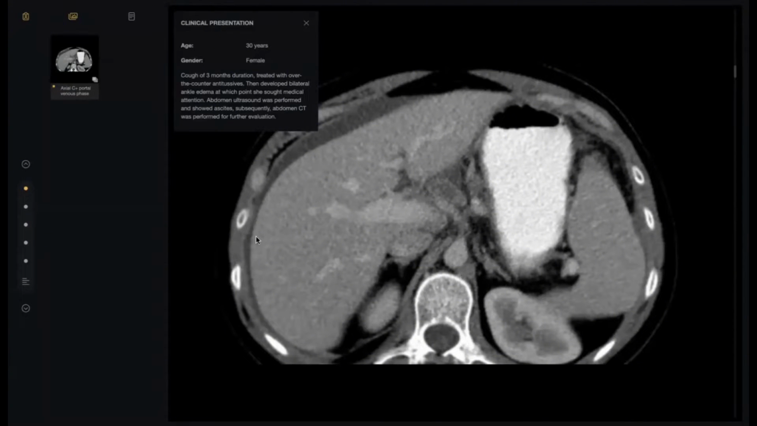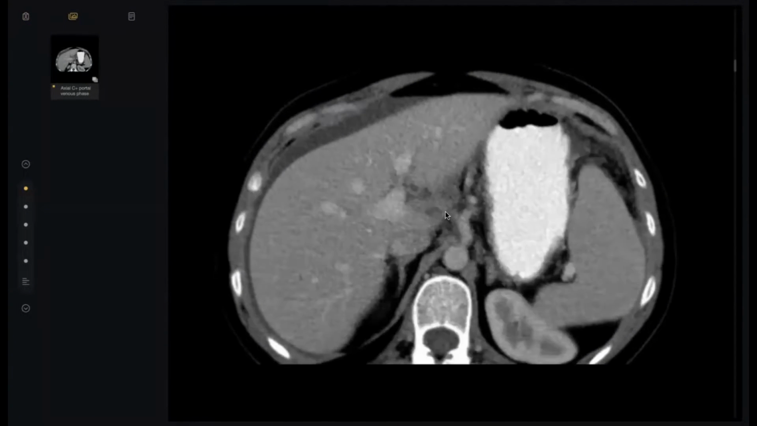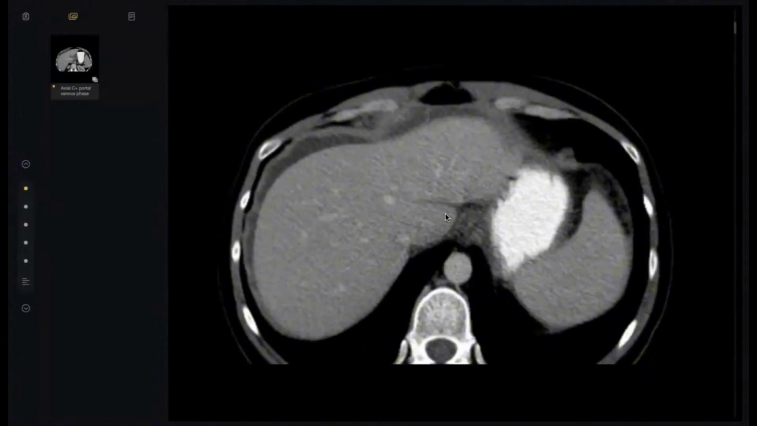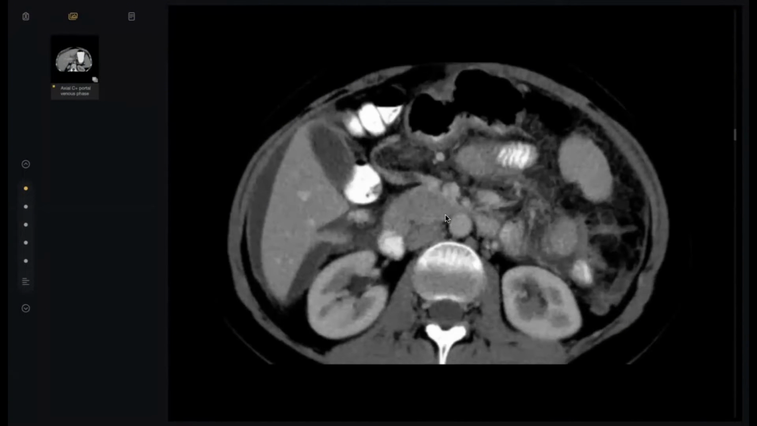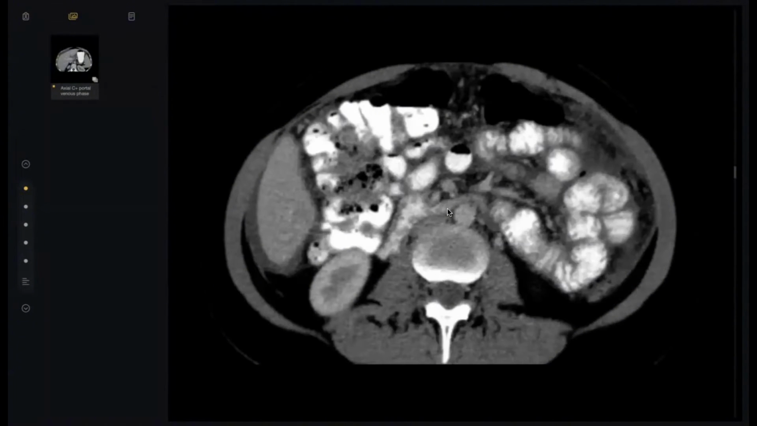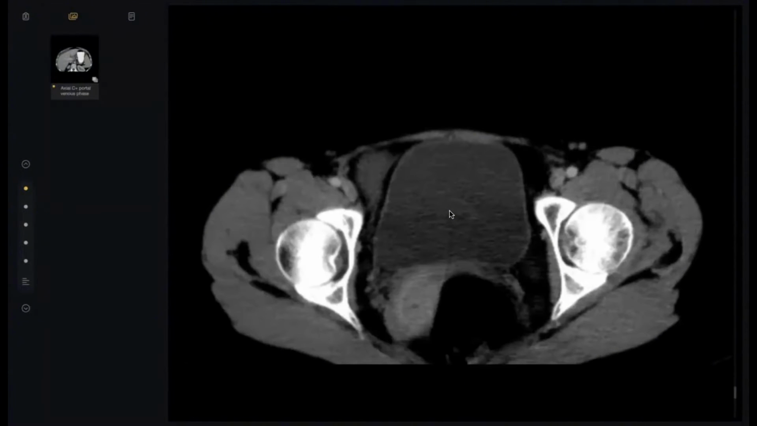A 30-year-old female patient presented with cough for 3 months. She didn't respond to the treatment. So I've been presented with the axial CT post-contrast images. I would like to scroll first and then give my comments. Scrolling very slowly.